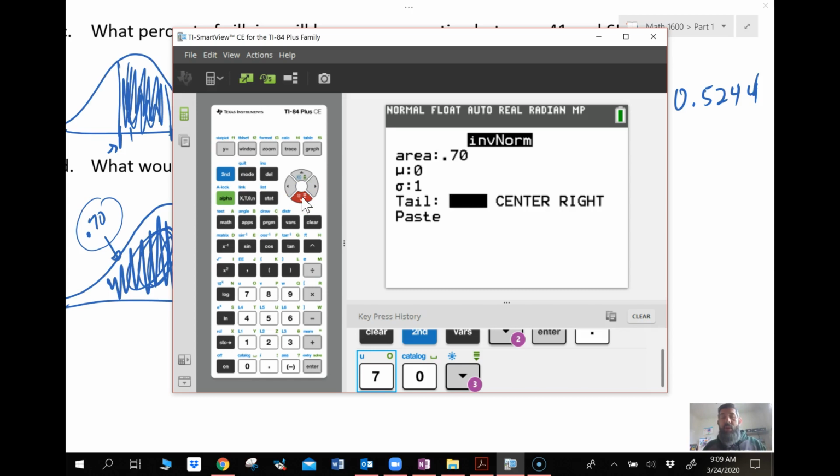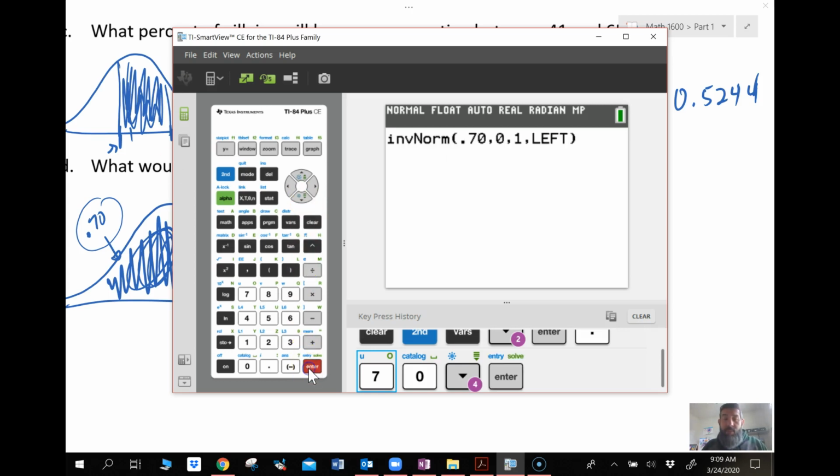The tail is left. Oh, look at that. This is an updated version, so this one will allow you to do a tail to the right, an area that's above. That's kind of nice. We're just going to leave it at left because that's where we're going. We'll hit paste, we'll hit enter. We're not done yet because that's just the function. Now we have to enter again. And there we go, we got 0.5244.